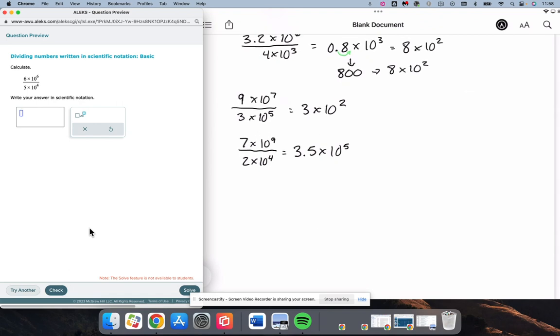Okay, and we have 6 times 10 to the 6th over 5 times 10 to the 4th. 6 divided by 5 is going to be 1.2, and 6 minus 4 is going to be 2. So 1.2 times 10 to the power of 2.